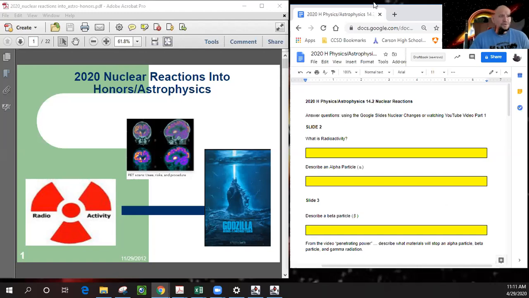Here you have this Google document, and in the yellow box, you're going to put your answers in. So here's this PowerPoint, which I turned into a PDF file, and it says here, nuclear reactions intro for honors and astrophysics. So radioactivity, this is a PET scan used for what's called nuclear medicine, dealing with imaging and things of that nature for medical diagnostics. And of course, my cultural heritage, here is Godzilla. All right, so this will be slide number 1.